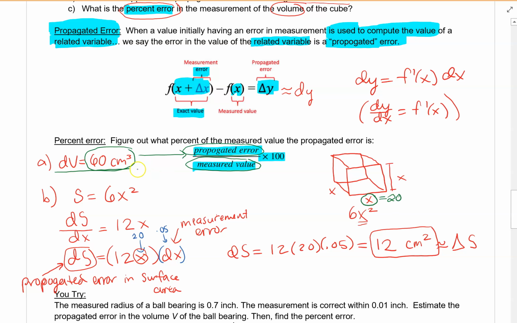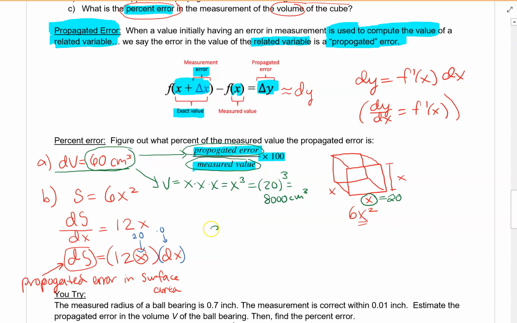So remember we said earlier that the volume is x by x by x, or x cubed. So if x is 20, then in this case that would be 20 cubed, or 8,000 centimeters cubed. So this is the measured volume using my measured value of 20, and I just want to determine what percent of 8,000 my 60 is. So I just divide the two.